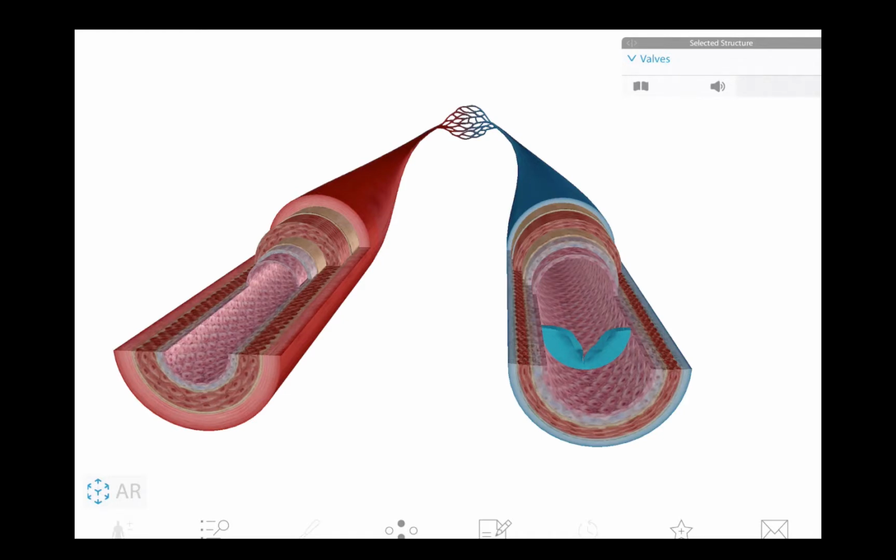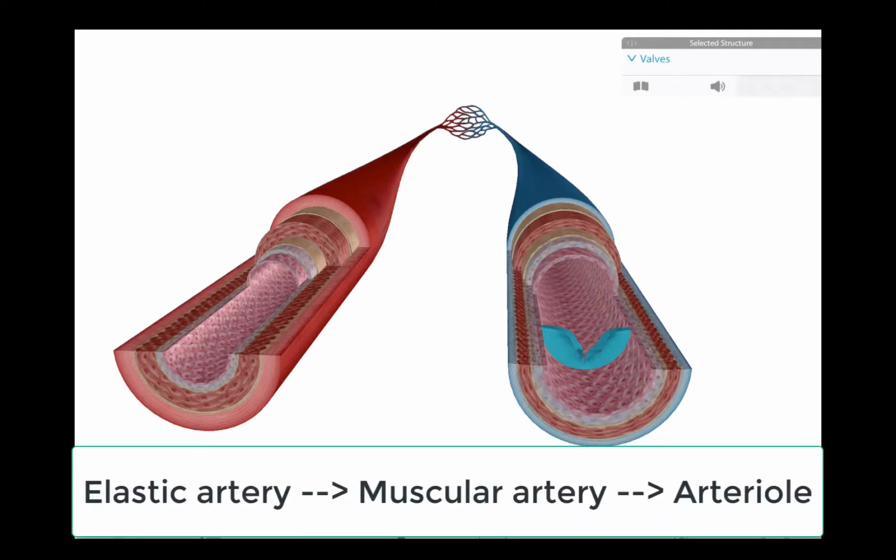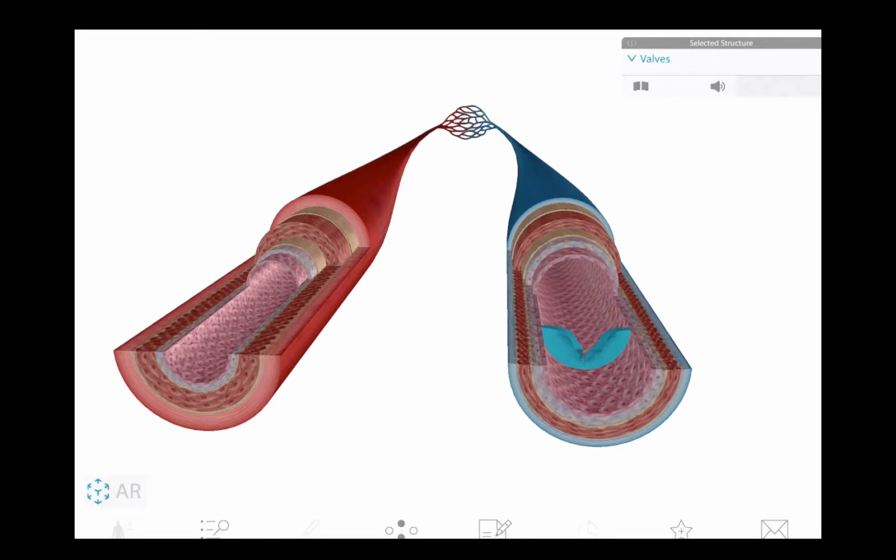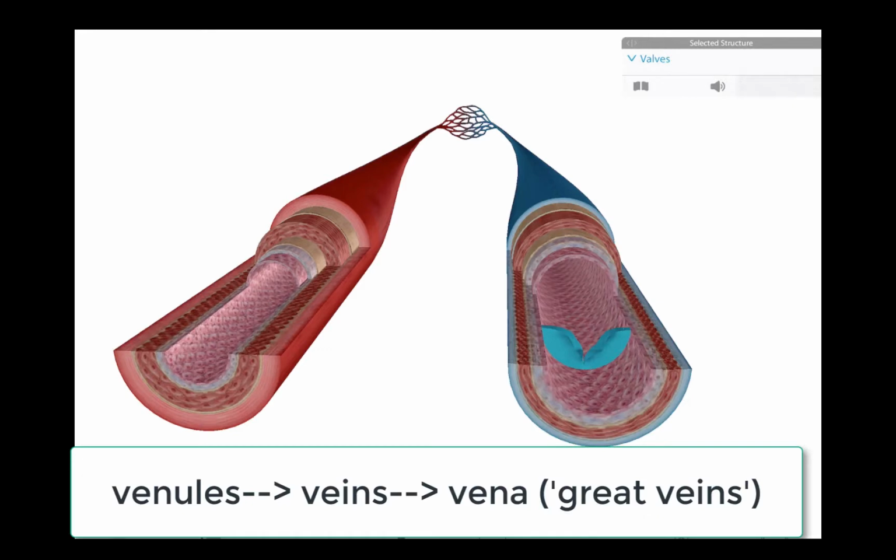Now, arteries are going to start big at the heart, and they're going to get smaller and smaller, and they're going to go from elastic arteries, which are the biggest ones, to muscular arteries, which constrict and dilate, to arterioles, which are the smallest ones, and that's right before you get to the capillaries. And the arterioles are also able to constrict and relax. Veins do the opposite. They start as venules, these really tiny little vessels, and they branch into veins, and then they eventually branch into the vena cava, the great veins.